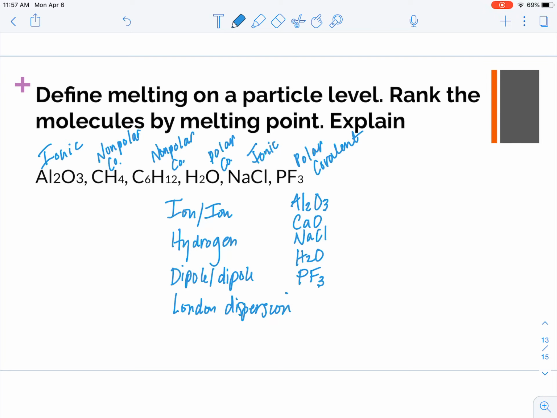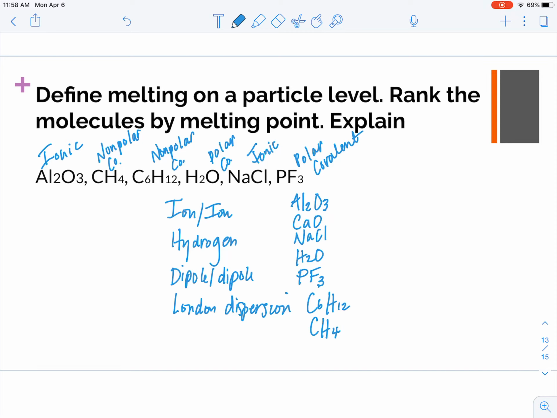And then lastly, our nonpolar covalent. And so here you want to look at the size of the molecule and the number of shared electrons. So the stronger attraction between the two, again, both nonpolar covalent, would be the larger molecule with the greater number of electrons. And then the weakest attraction would be the smaller nonpolar molecule.